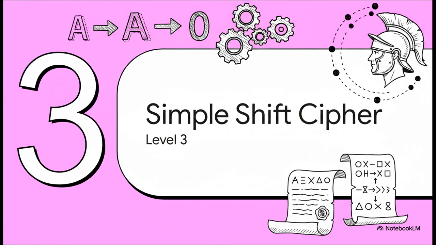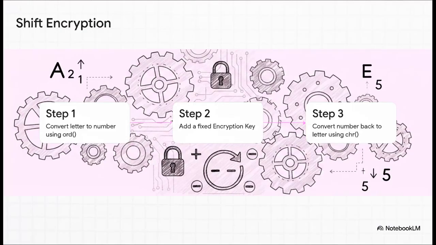Now for level 3, the simple shift cipher. This little beginner gadget is actually famous. It's known as the Caesar cipher because Julius Caesar literally used it to send military commands back in the day. And the logic is beautifully simple. Let's say we want to hide the letter D, and we decide our secret key is the number 1. Step 1, we use that ord function to find the secret number for D. Step 2, we just add our secret key to it. So whatever D is, plus 1, shifts us down to the very next number in the alphabet. And step 3, we run the chr function on that new number. So D simply shifts over one spot and becomes E. To decrypt it, your friend just subtracts 1.